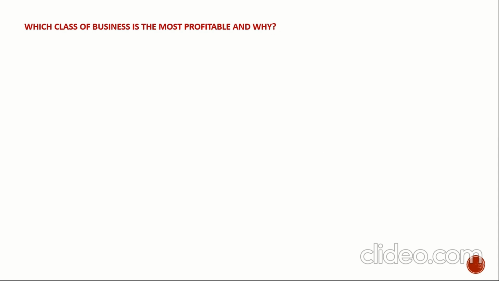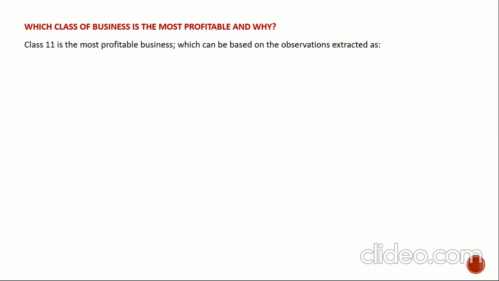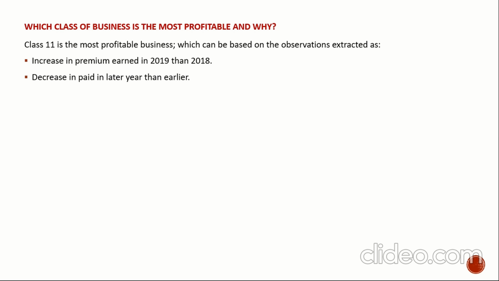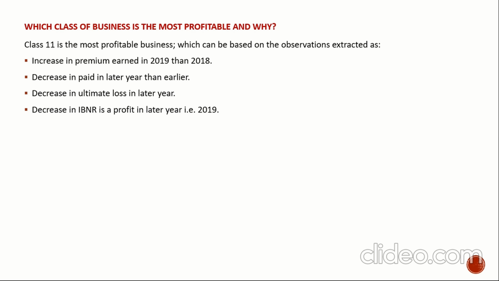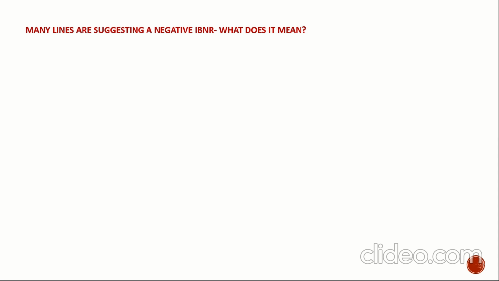Now moving to the next question: which class of business is the most profitable and why? We were presented with class 1, class 2, class 4, class 6 and class 11. Upon analyzing the data, we have come to the conclusion that class 11 is the most profitable business, based on the observations extracted: increase in premium earned in 2019 than 2018, decrease in paid in later year than earlier, decrease in ultimate loss in later year, decrease in IBNR in later year, that is 2019. Now, moving to our further question.